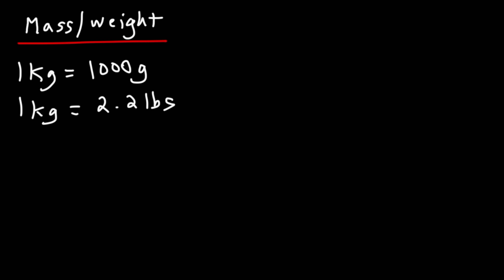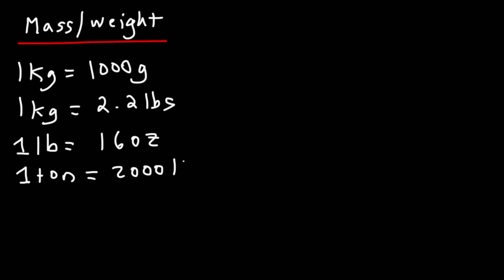Kilogram is a unit of mass, but pounds is typically a unit of weight. Even though you can convert from one to the other, they're not exactly the same. Mass is really a quantity of matter, whereas weight is a force. But you can convert from one to another. Now, 1 pound is equal to 16 ounces. 1 ton is equal to 2,000 pounds.